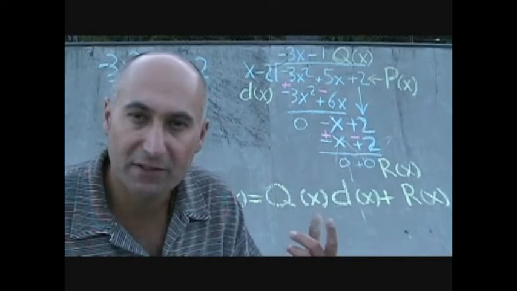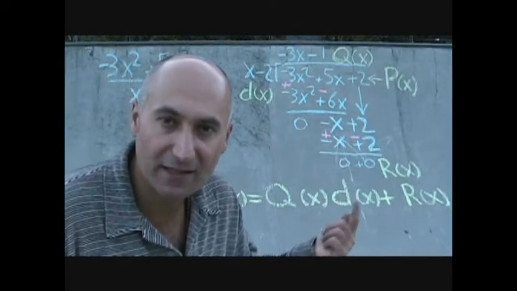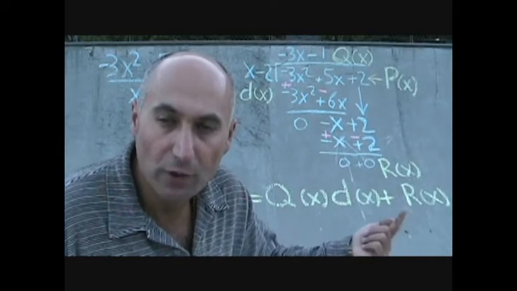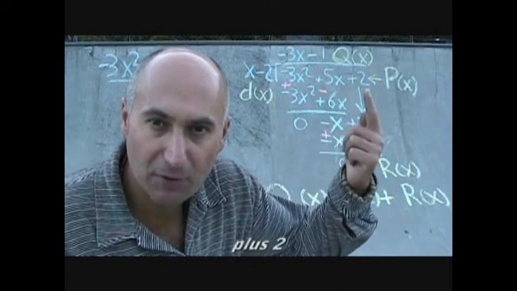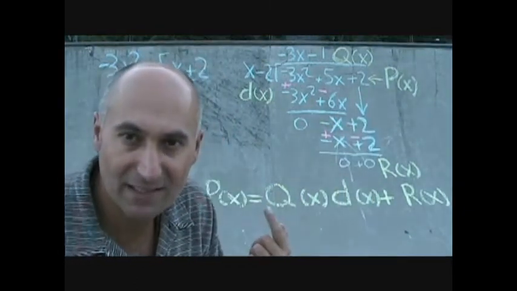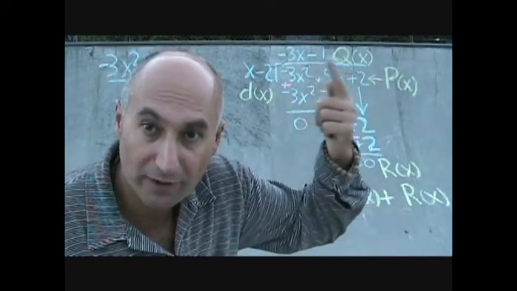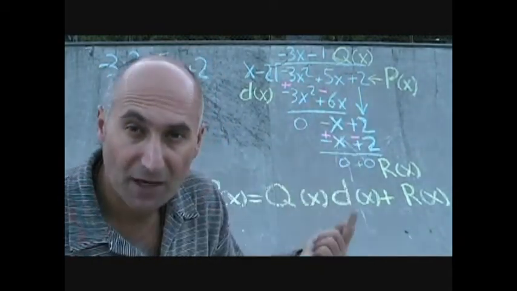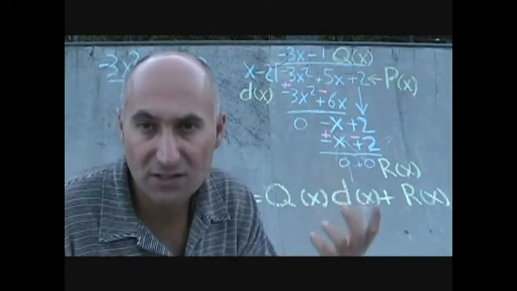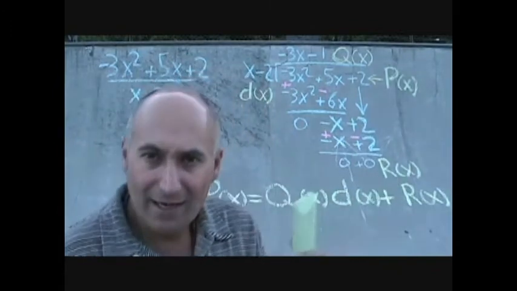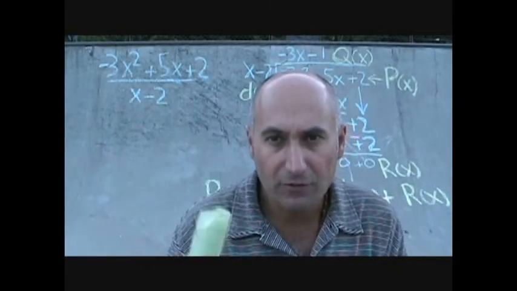So our division statement is the following. P of x is equal to q of x times d of x plus r of x. So what that means is negative 3x squared plus 5x plus 5, p of x is equal to q of x, which is the quotient, like whatever we found out here, times d of x, which is x minus 2, plus r of x, which is 0. So right now, we have our division statement, and the above you can write in the following form.